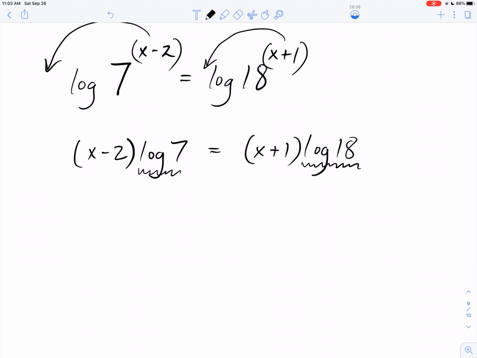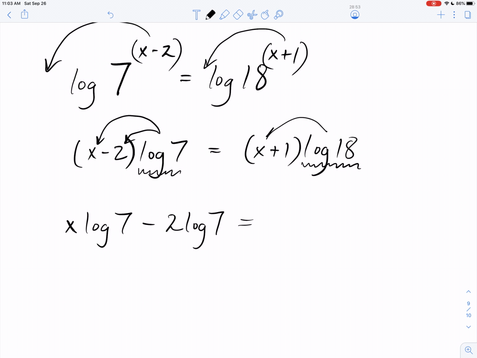The first way is I am not going to change these into decimals yet. I am going to assume, though, log of 7 is a number. And if it's a number, I can distribute it. So I would get x times the log of 7. That's just a number times x. Minus 2 times the log of 7. Once again, that's just a number I don't know. What's it equal? Well, let's distribute this number. This would be x times the log of 18 plus, well, 1 times log 18 is just log 18.